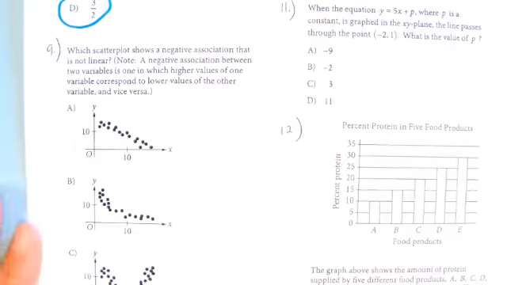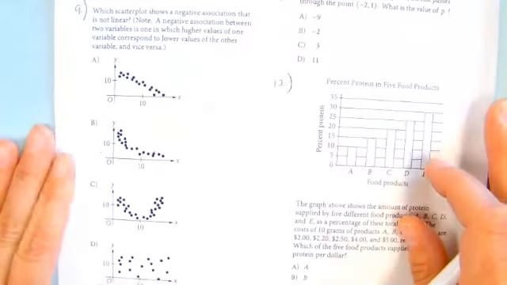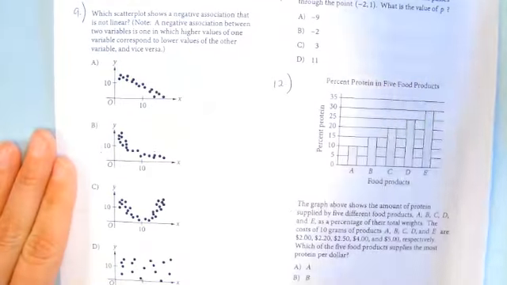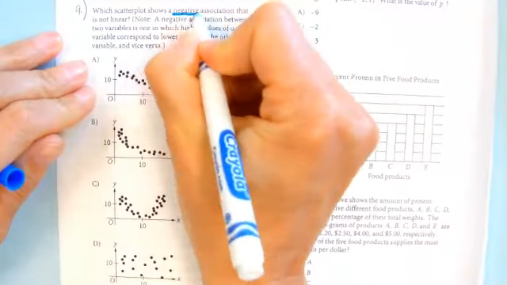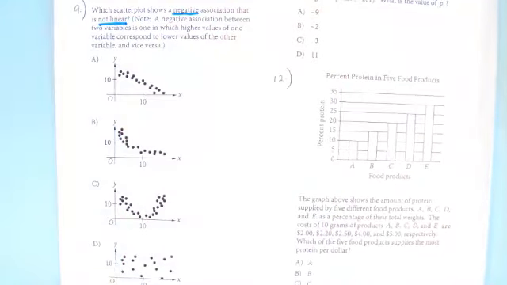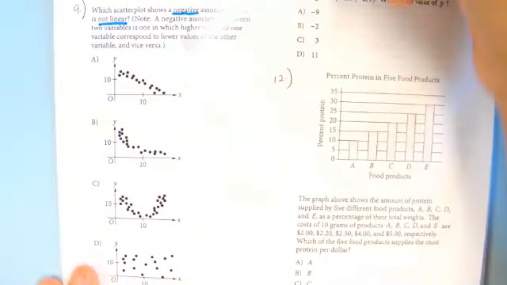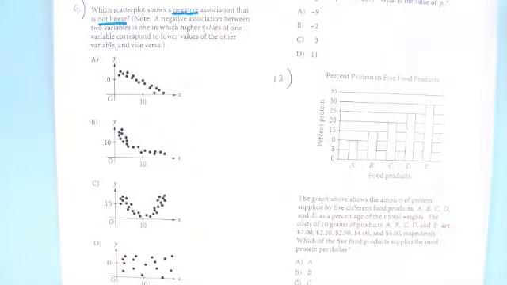Number 9. Ooh, I think I'm going to have to zoom this out a little bit so we can see them all. Okay, but what it says in the question is, what scatter plot shows a negative association that is not linear? So let's remember what negative means. Negative means the data is trending downwards, and not linear means that it's not in a straight line.